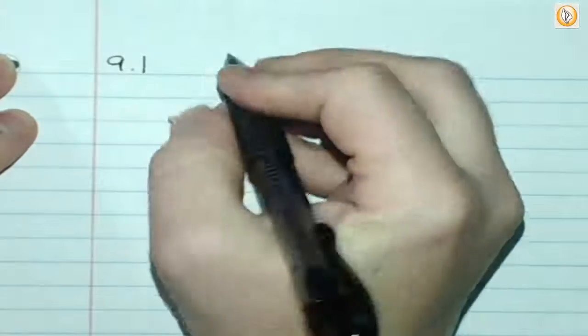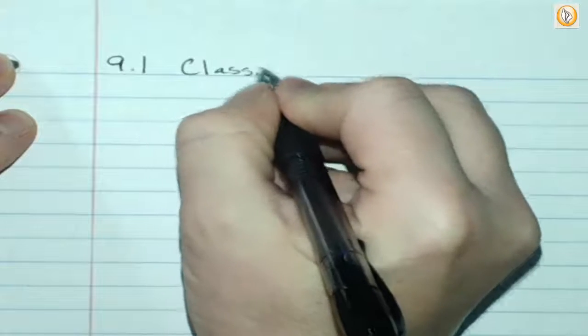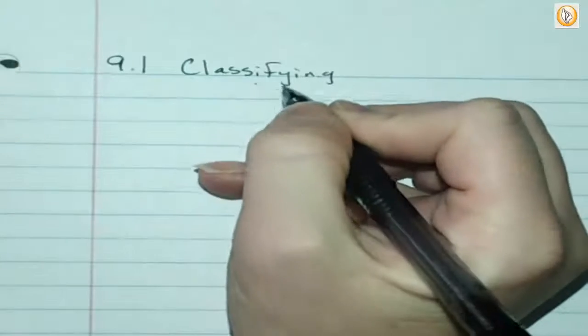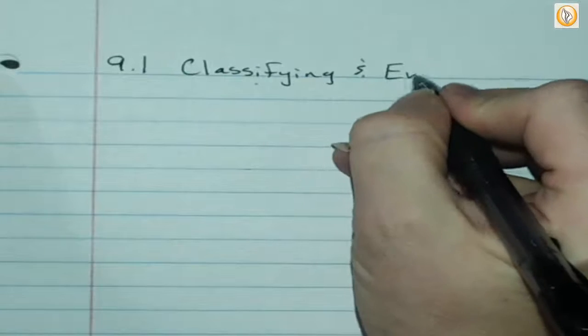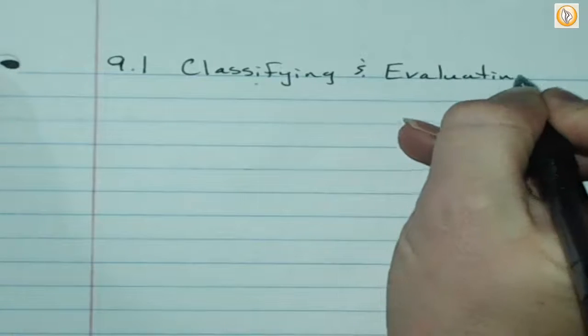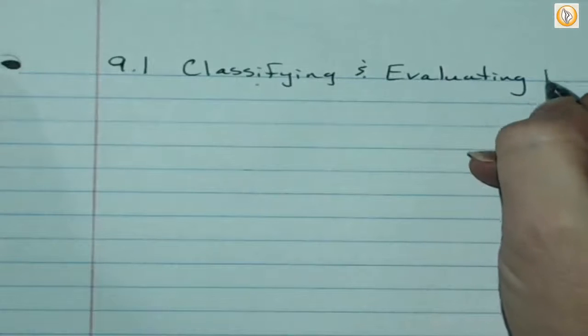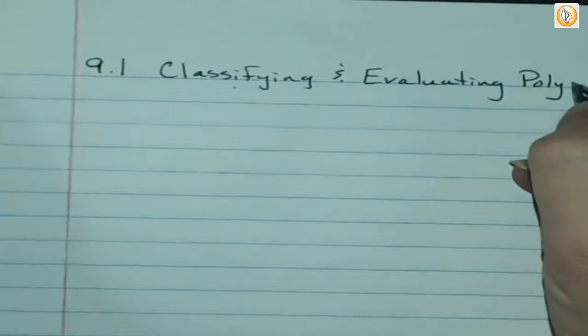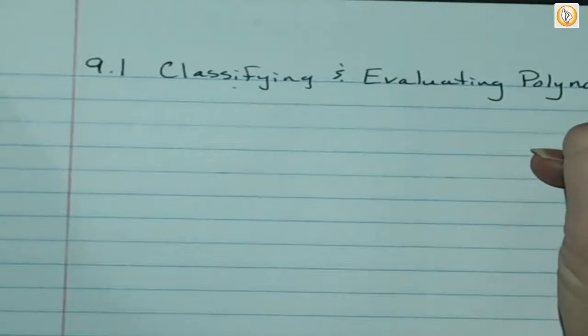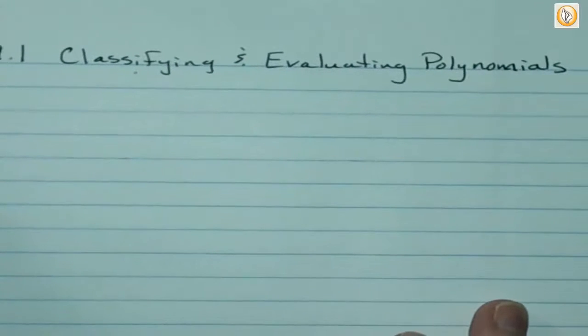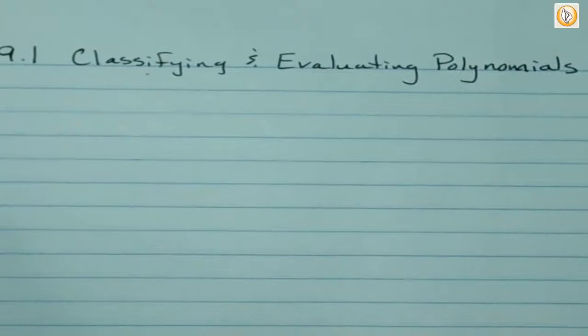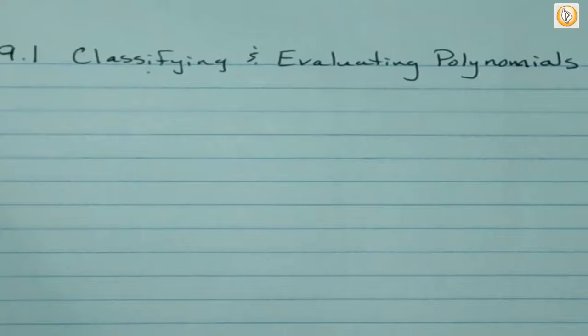We're at 9.1, classifying, so 372. Classifying and evaluating polynomials. Polynomials, whoops. Kind of ran over there. So 9.1, classifying and evaluating polynomials.